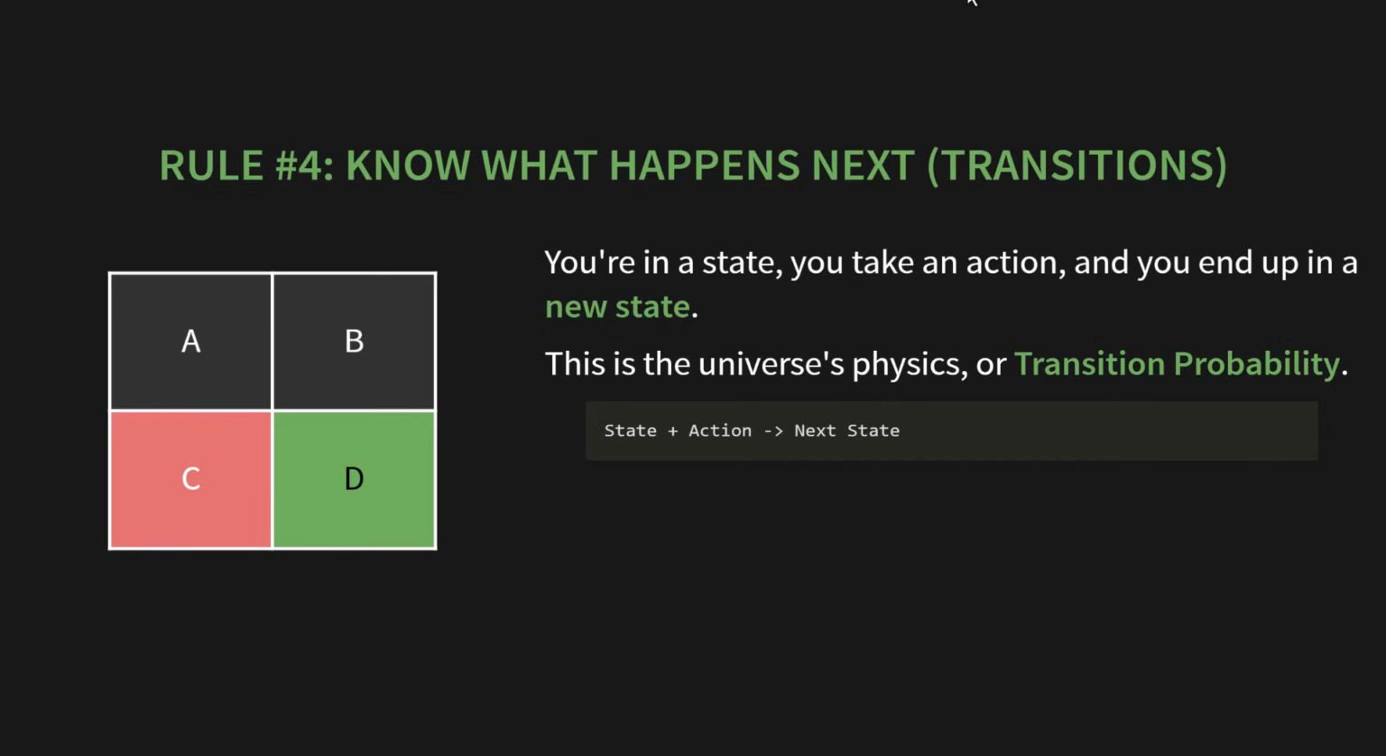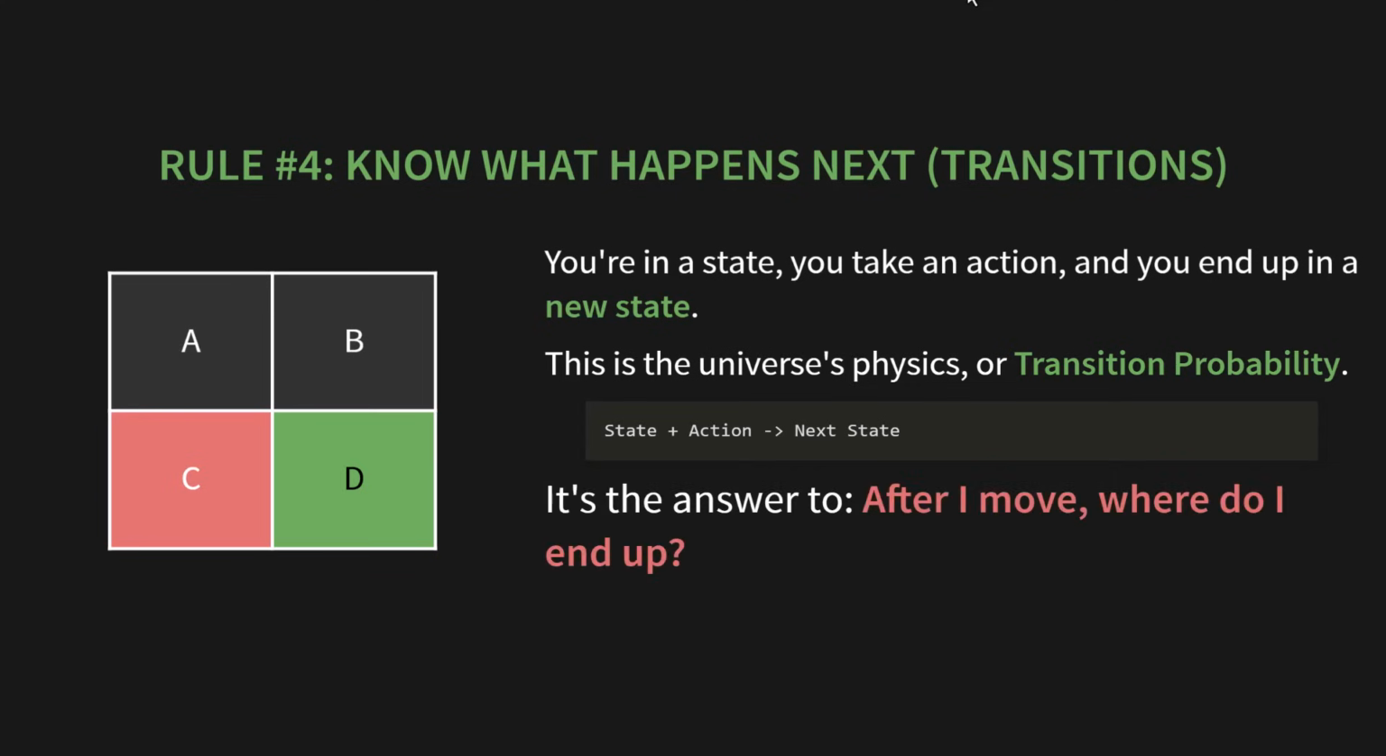But what if the floor was slippery? What if, when you tried to go east from A, there was only a 90% chance you'd make it to B, and a 10% chance you'd slip and stay right where you are? That would be a stochastic environment. And the real world is almost always stochastic. The transition answers that final question. After I move, where do I end up?